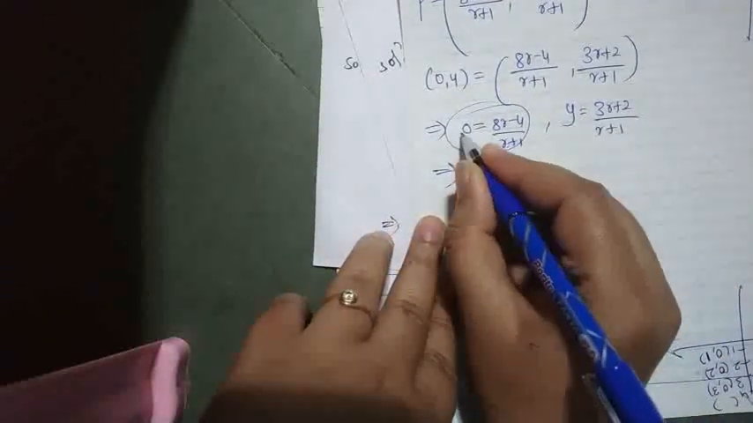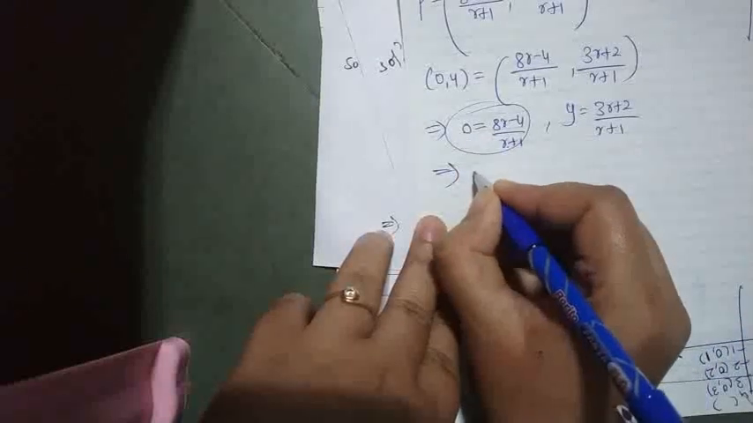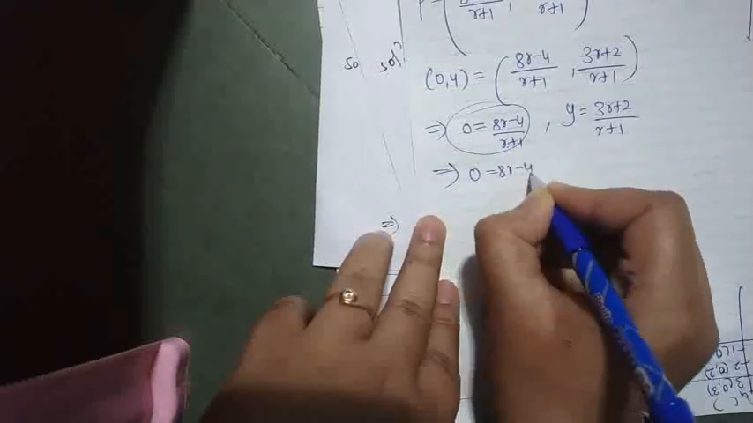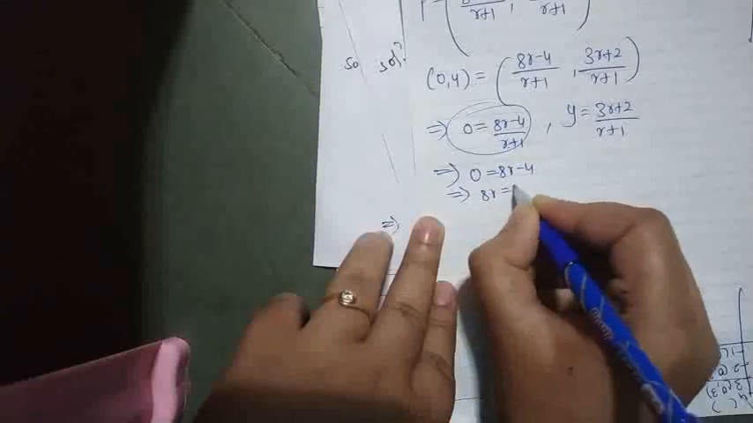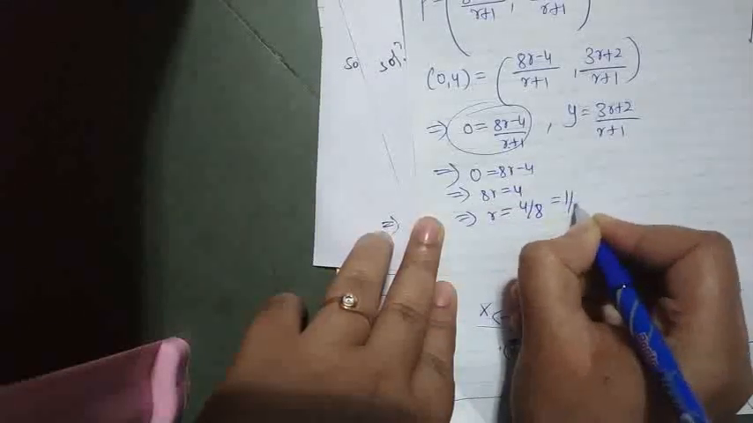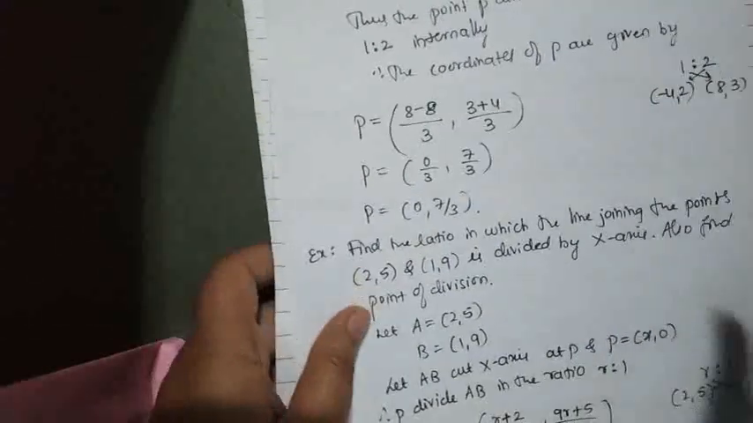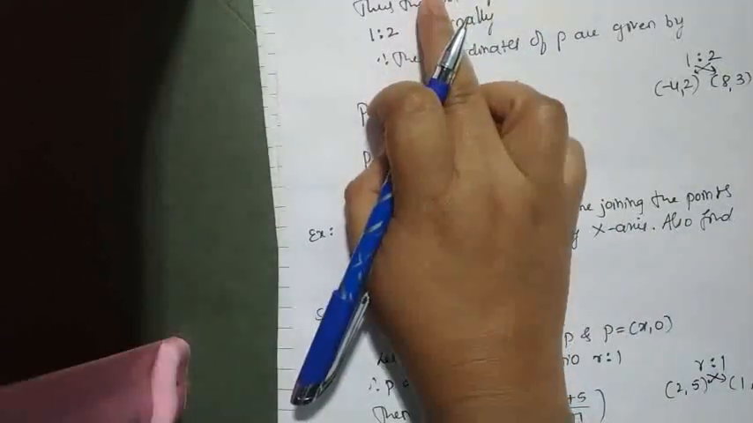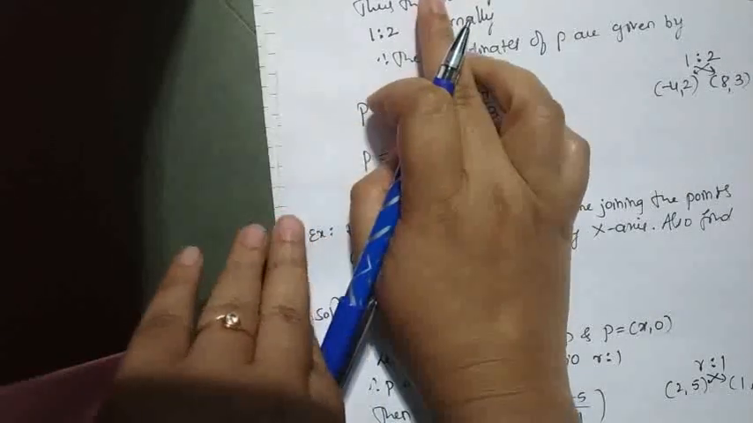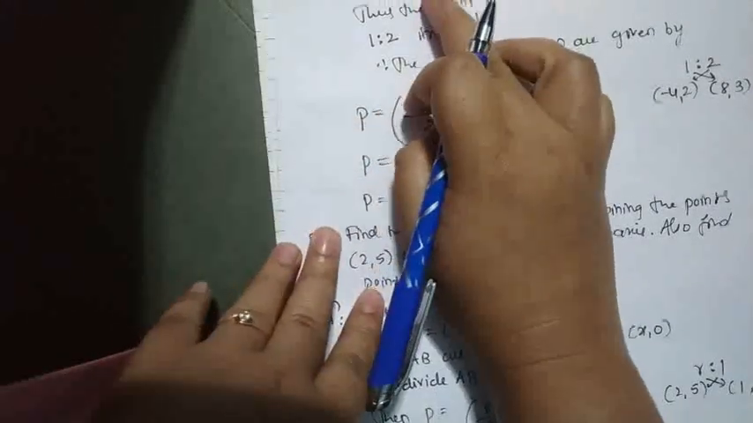So the denominator term will go to the left side. Therefore it is 0, which is equal to 8r minus 4. Therefore 8r is equal to plus 4. Therefore r is equal to 4 by 8, which is equal to 1 by 2. Okay? 1 by 2. Therefore r is to 1. We got the value of r. There is no need to do the second simplification, since we got the value of r.